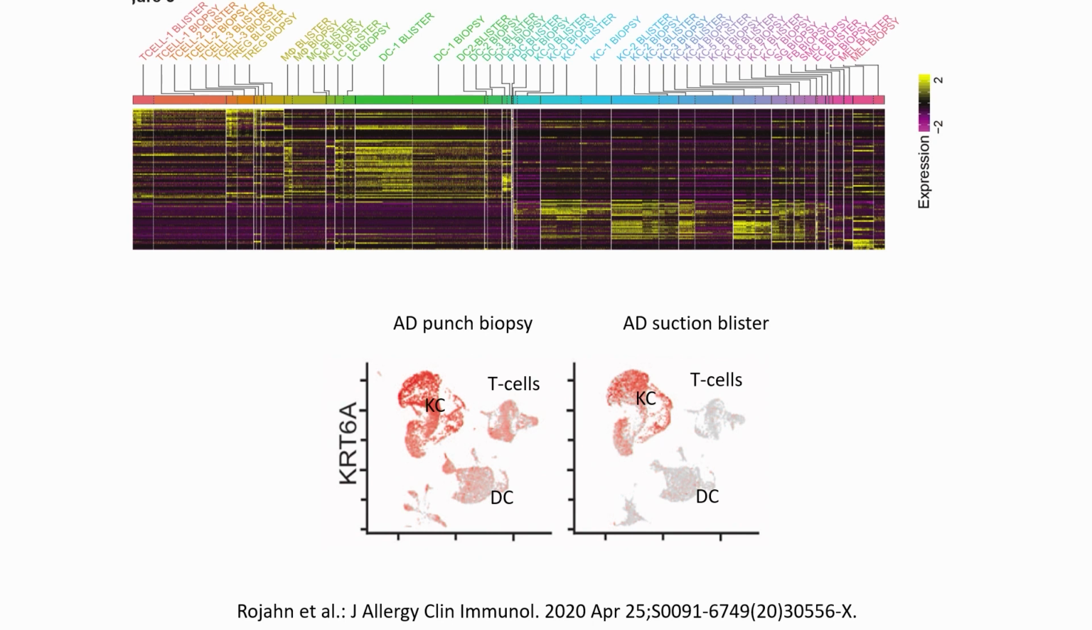And the problem is when you take biopsies, you can often have cell damage, and the suction blister approach seems to be less disruptive to cells when you directly compare them. How do we know that?